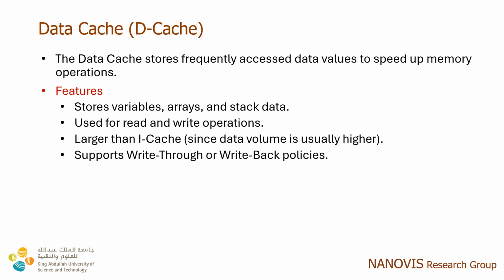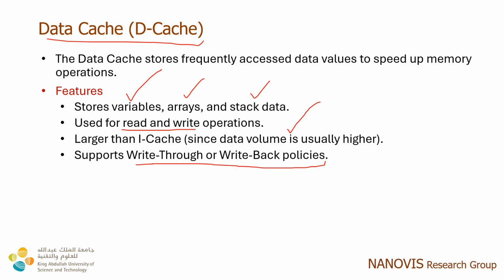Similarly, the D cache, as the name suggests, the data cache, stores frequently accessed data to speed up memory operations. The key feature is that it stores data in the form of variables, arrays, and stack data. Another key feature is that it supports both read and write. It is usually larger in size than the I cache, so it's a little slower than the I cache. For writing, we need to follow writing policies such as write through and write back policies.